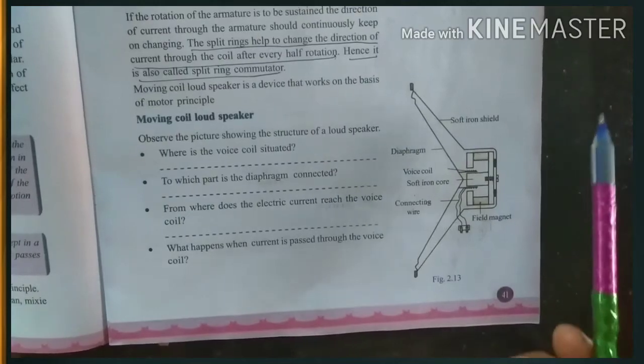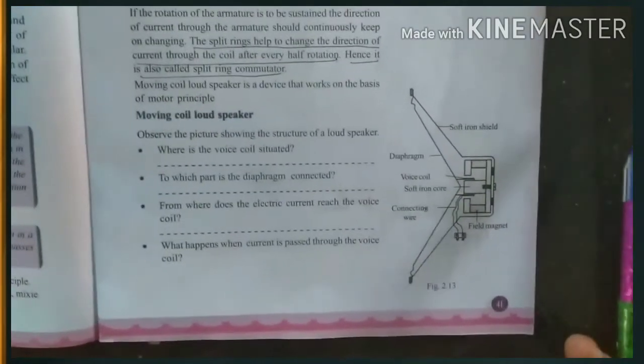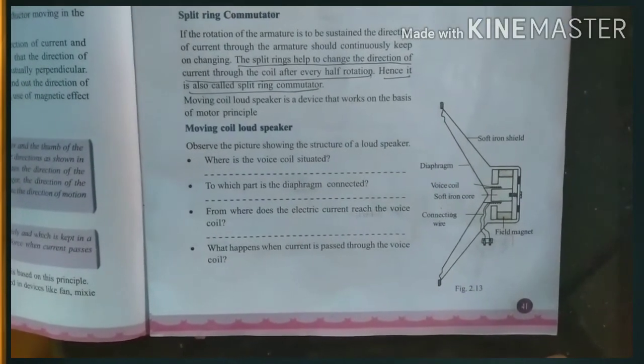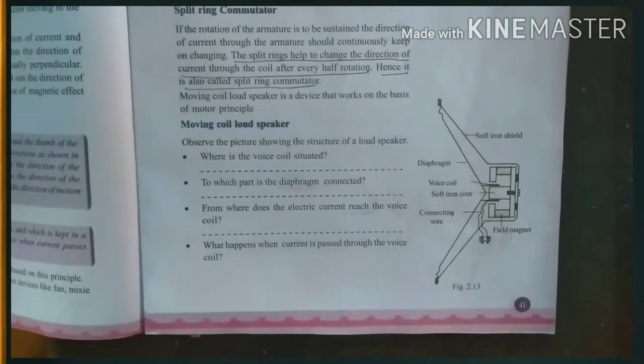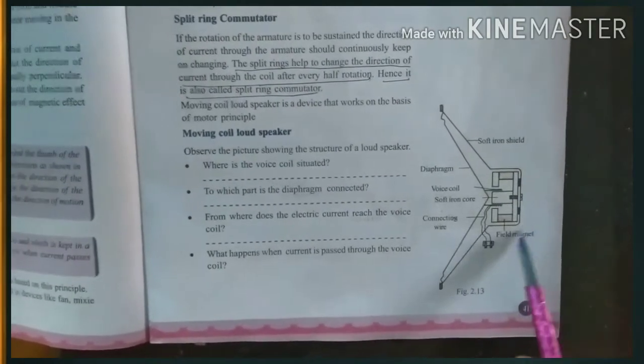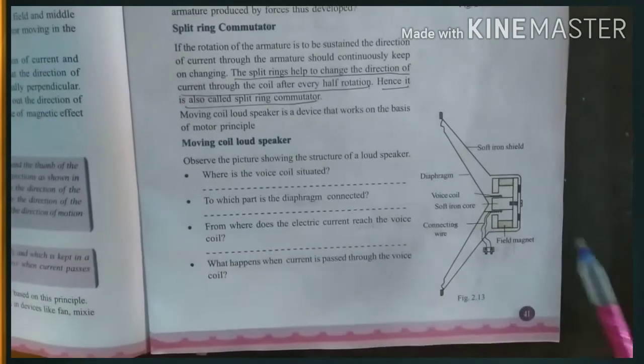Next, a device which works on the principle of the motor. The moving coil loudspeaker is a device that works on the basis of the motor principle. What is a moving coil loudspeaker? See, this is the arrangement of a moving coil loudspeaker.